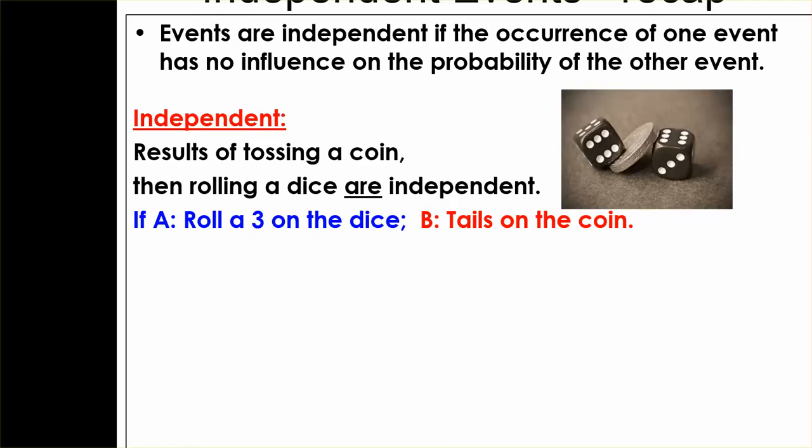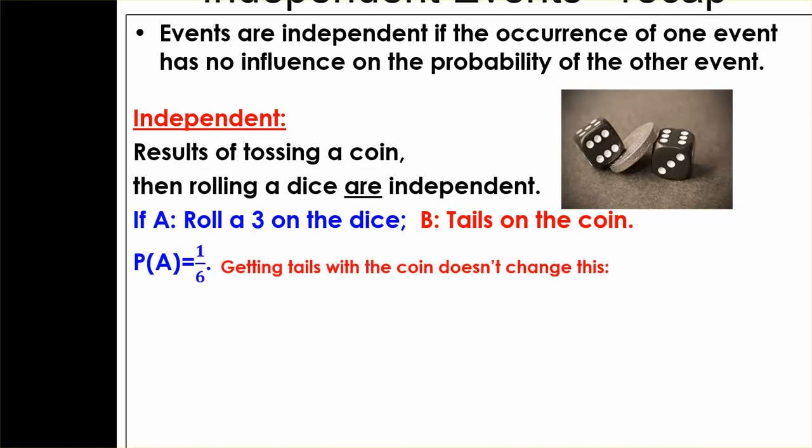So if we put some notation on that, if A is the event I roll a 3 on the dice, B is I get tails on the coin, the probability that I get a 3 on the dice is 1 in 6. Getting tails with the coin doesn't change this. So the probability of A given B is still 1 in 6. That means that they're independent events. They don't affect each other.